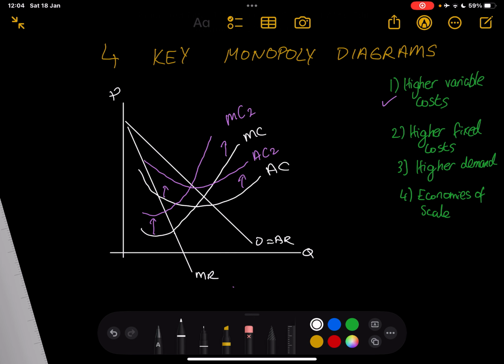What's going to be the outcome? So initially we would be profit maximizing, setting MC equal to MR. This is Q1, we would be charging a price, the highest price that consumers are willing and able to pay. And we would be facing an average cost of AC1, which gives us this white area here in supernormal profits. But as our variable costs increased, we are now going to be producing where MC2 meets MR, which is here at Q2.